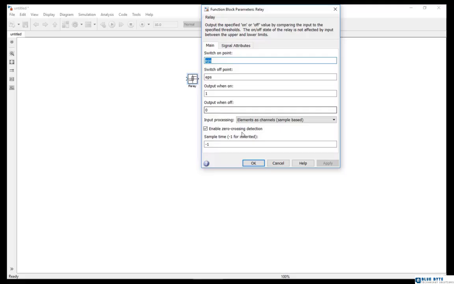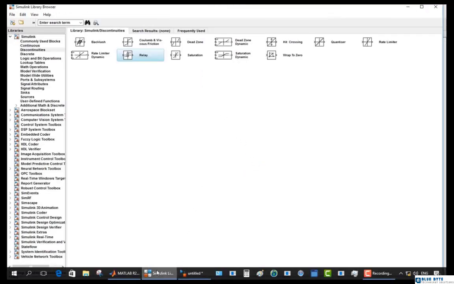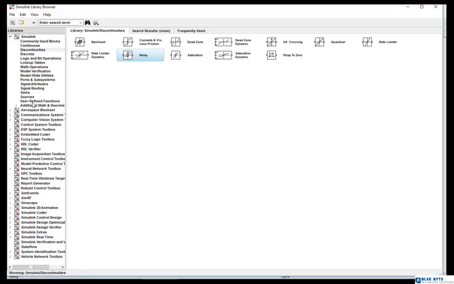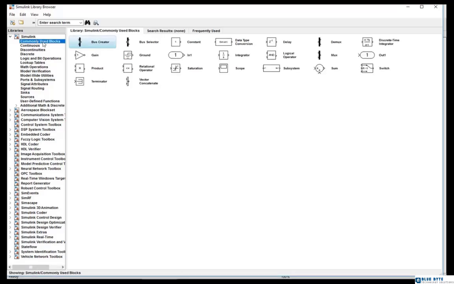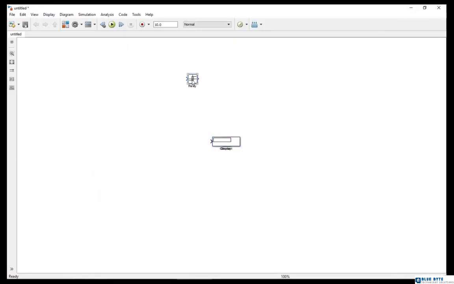Okay, here I work on a simple example using constant and relay, constant display. Here I set them here like this. Okay, and this one here connected to this part, and this one to here.